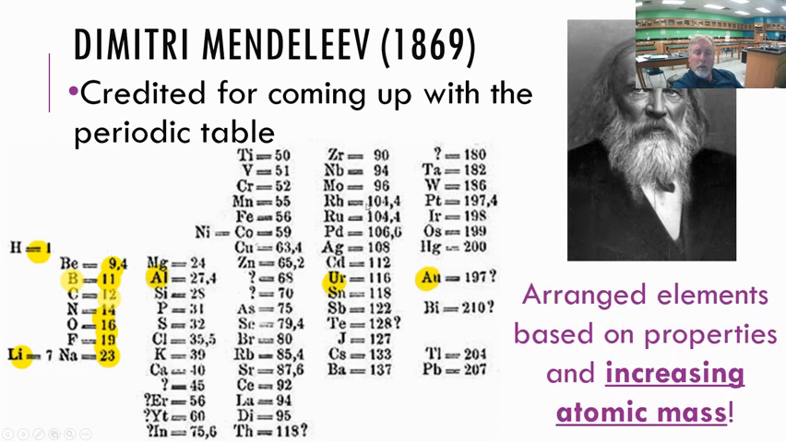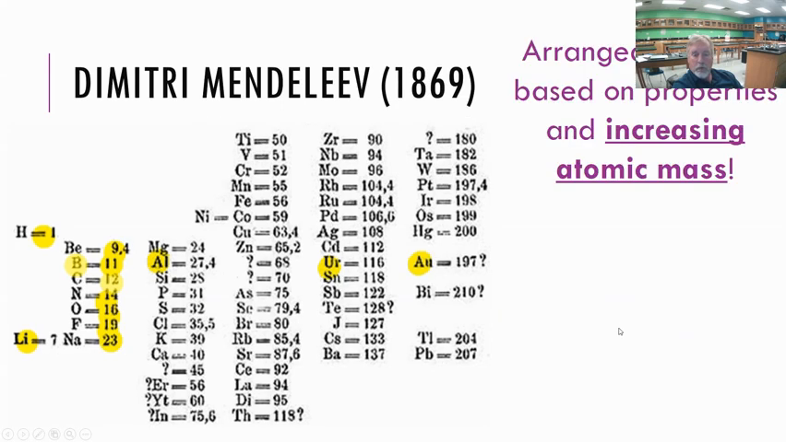Now, he based these on properties. And like I said, one of the properties was increasing atomic mass, but they also shared other similar properties. You saw them repeating in a periodic way, over and over. So like I mentioned, they're organized by increasing mass within a column, but things that are in the same row had similar chemical properties.